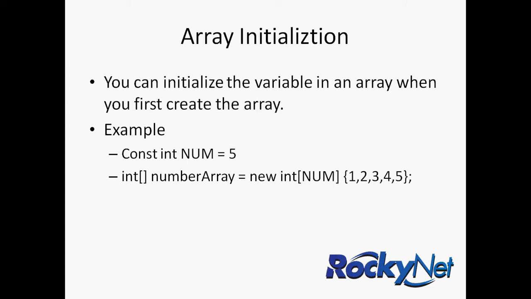Initializing arrays. You can initialize the variable in an array when you first create the array. For example, below I put a constant integer, number, 5. Then I establish the array with int brackets, my variable equals new int, and then number, which as seen previously would equal 5. Then I establish the elements that will be in my array: 1, 2, 3, 4, and 5. This number has to equal the number count that you put in here.